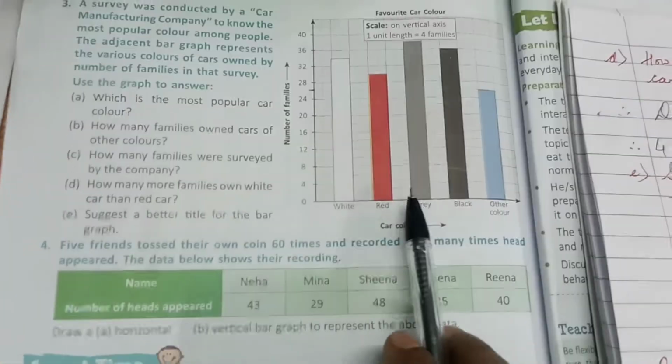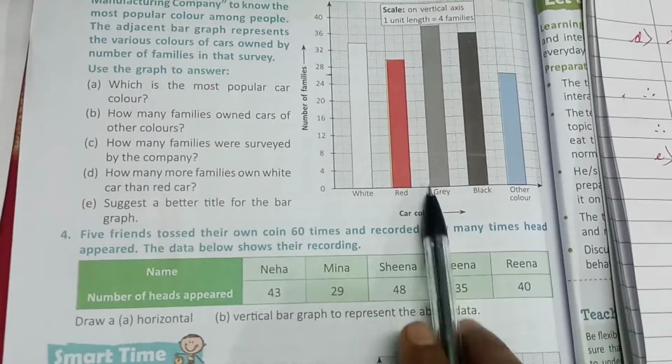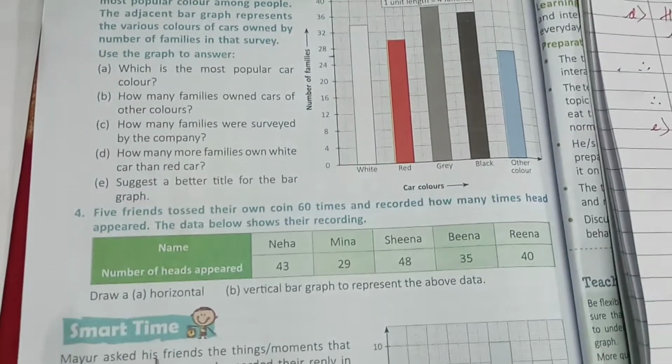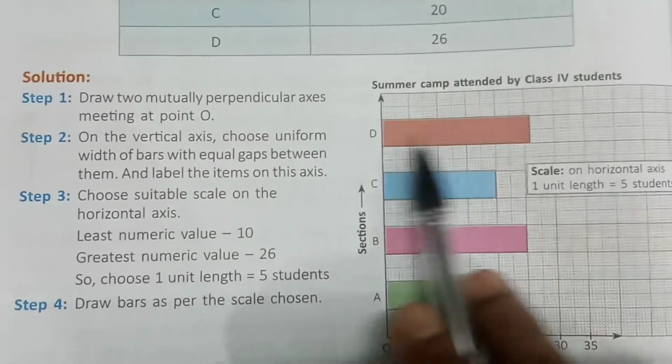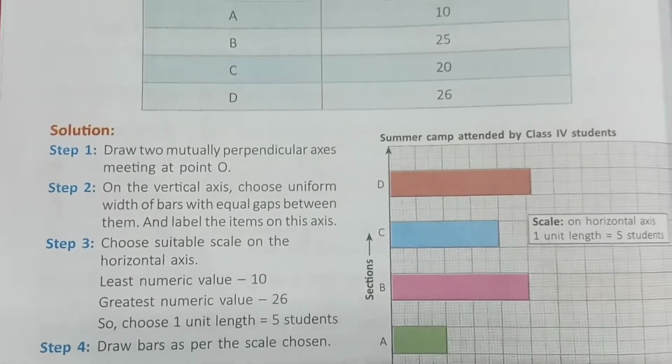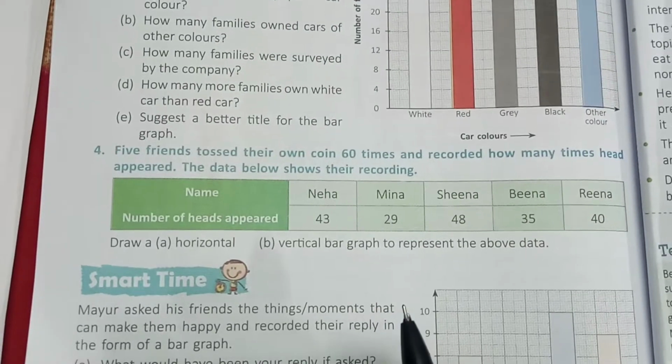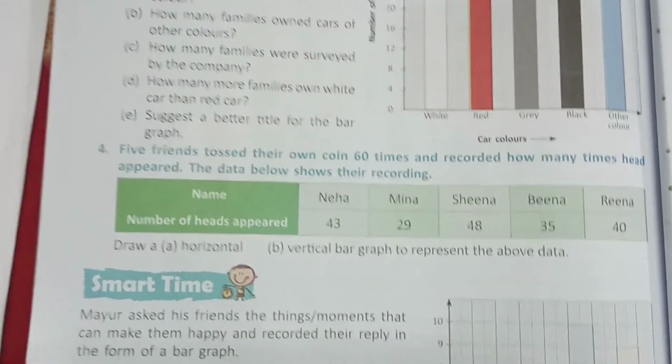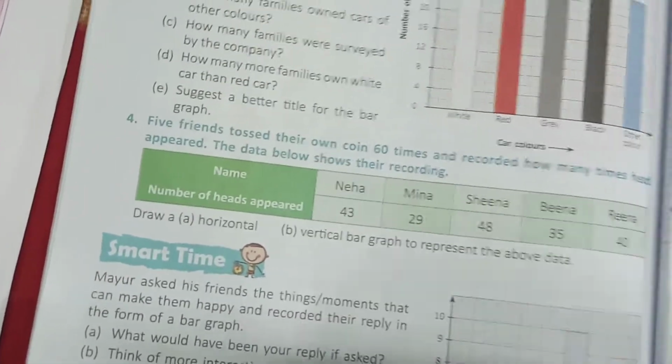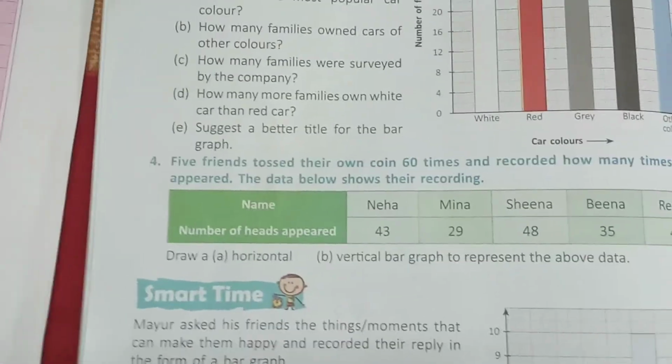This, children, is your vertical bar graph when the bars are standing. And this is your horizontal bar graph. So you have to show the same data in the vertical bar graph and in the horizontal bar graph. So I am showing you any one. Suppose we are doing the vertical bar graph, number B. So children, look here. When you draw the bar graph, first of all you need to draw 2 axes.